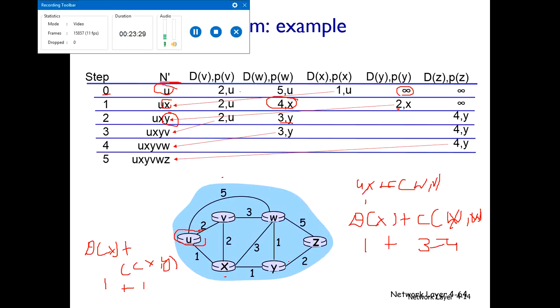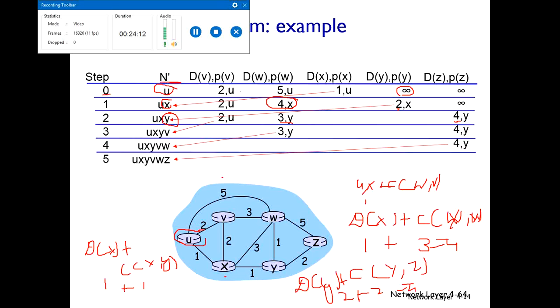Now y says that I can reach z. It is possible to reach z from y. So we will calculate the cost. From u to y we know it's 2, so distance of y plus cost from y to z. Distance of y we have already calculated, which is 2, and cost from y to z is 2, which is 4. So we put 4 over here, and the predecessor node is y.